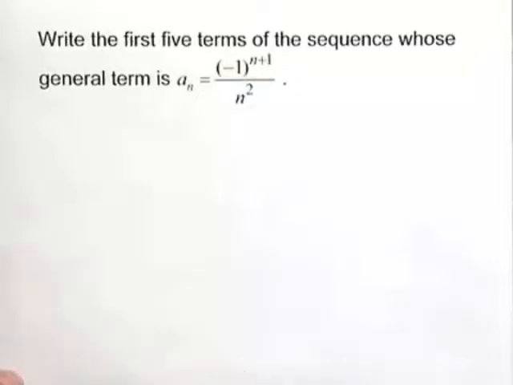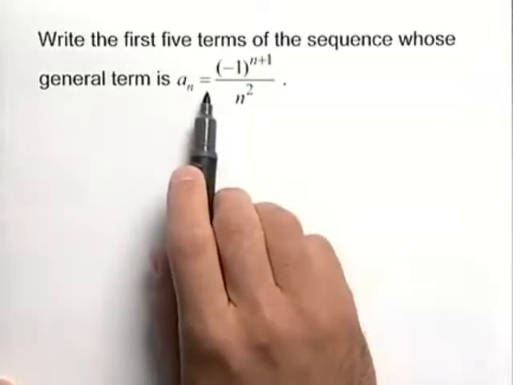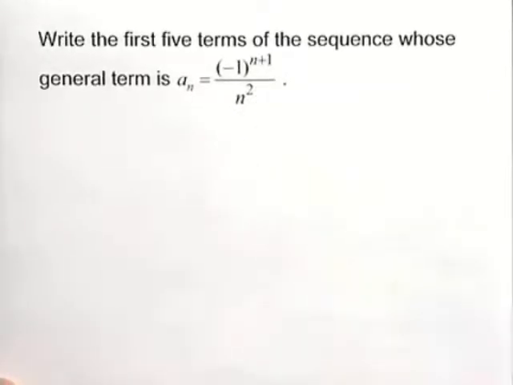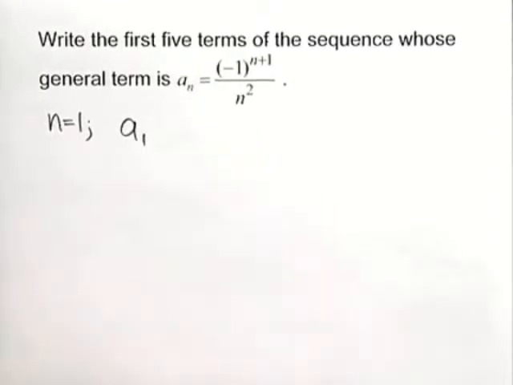Let's use a general term to find the terms of a sequence. We want to find the first 5 terms of this following sequence given to us as a sub n is equal to (-1)^(n+1) all over n squared. A good way to think of this is the first term will always be n equals 1, and we can write that as a sub 1.